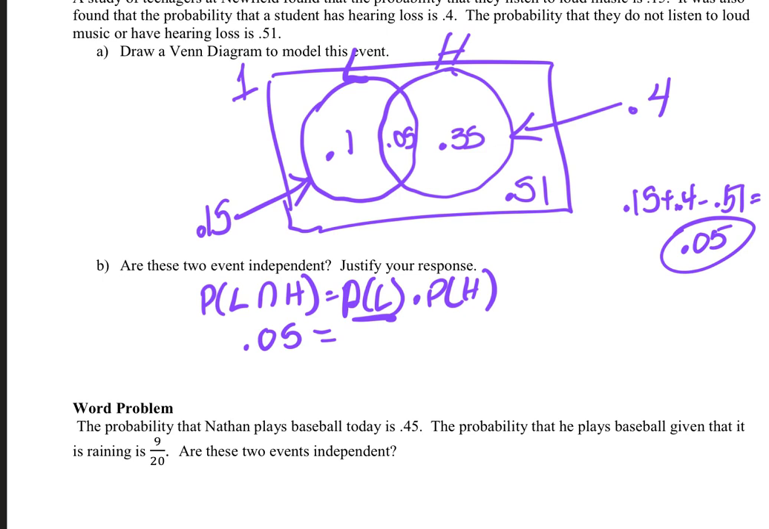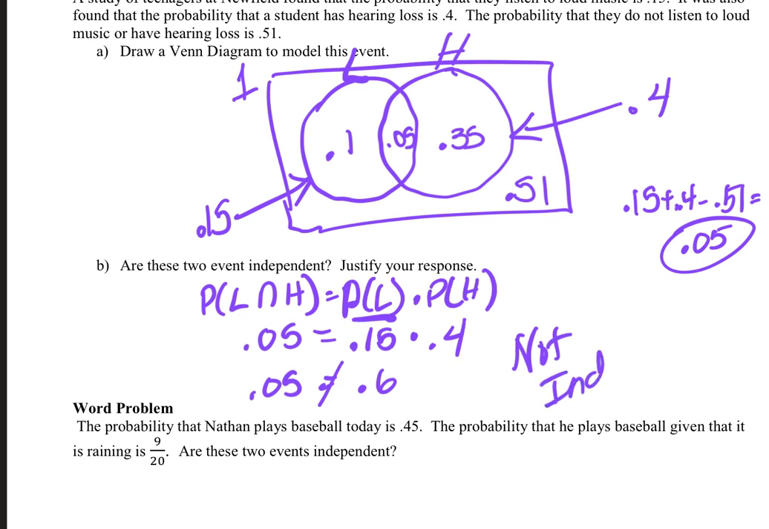Probability of loud music is 0.15. Probability that they have hearing loss, that's this one. I hate when I use the same letters for the same things. It's kind of annoying. So this one right here is equal to 0.6. This is 0.05. They're close to independent, but they are not independent. And it's as easy as that.